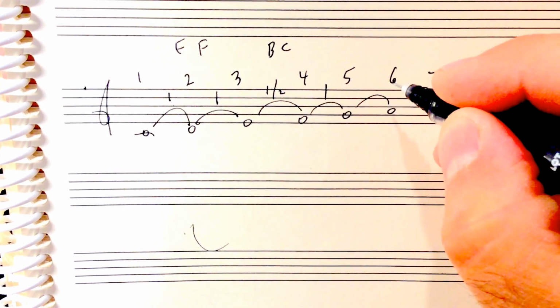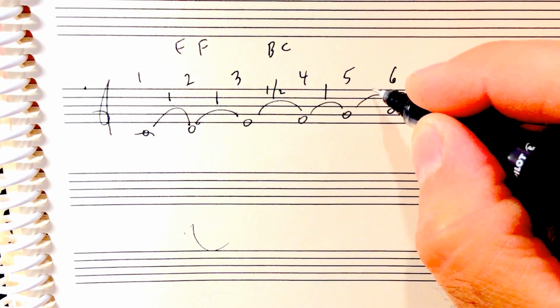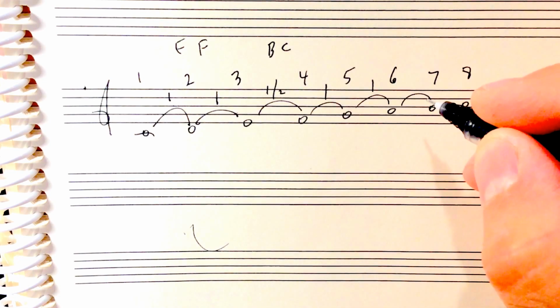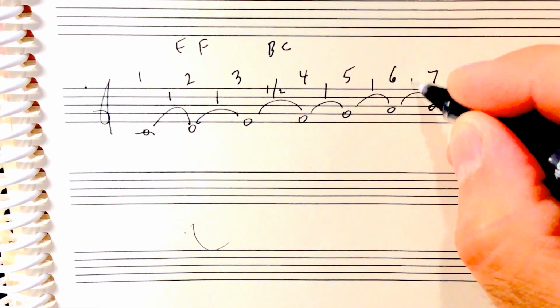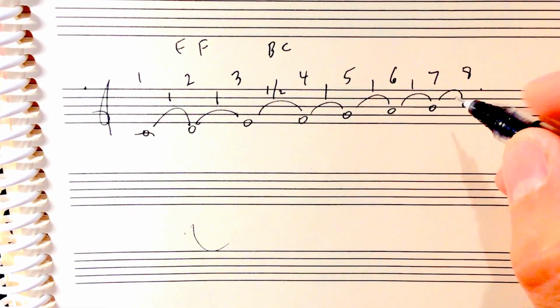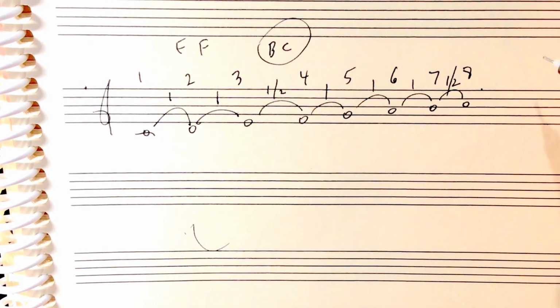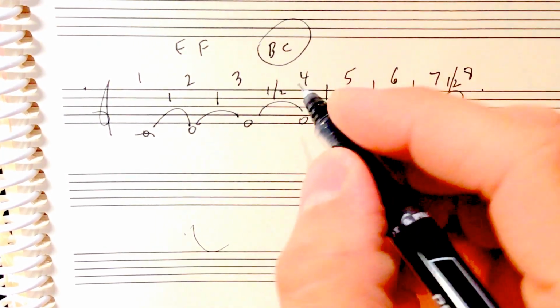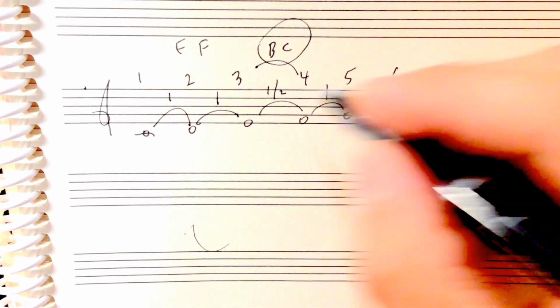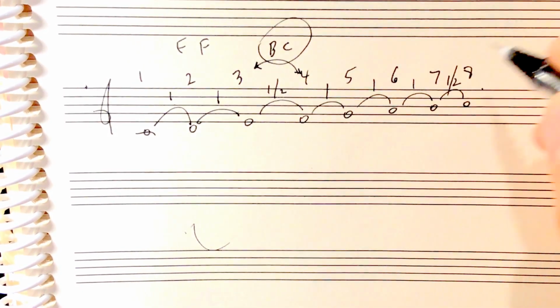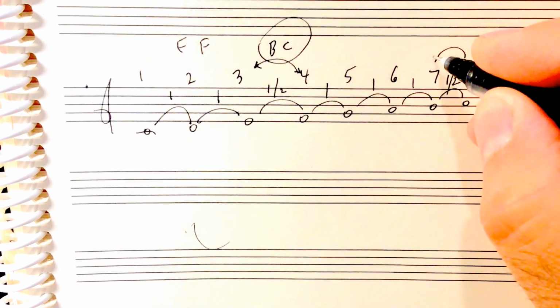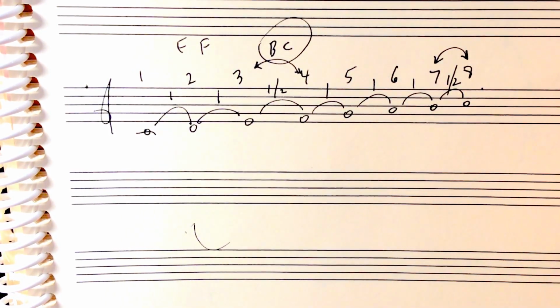From G to A, whole. From A to B, whole. And finally from B to C, half. So we can see that a major scale has a half step between notes 3 and 4 and a half step between notes 7 and 8.